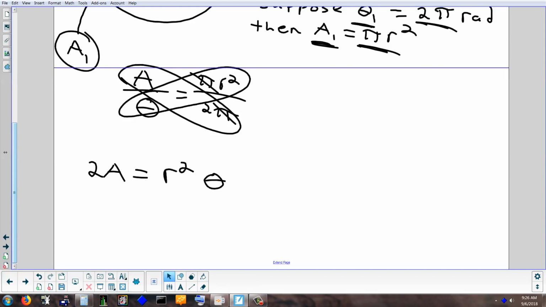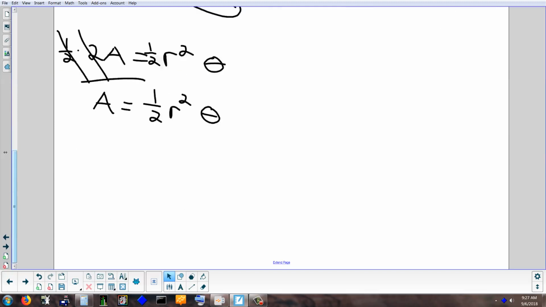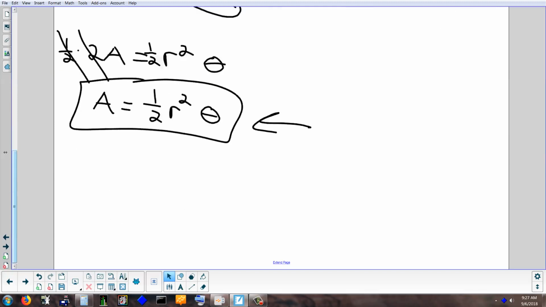Yeah, you could divide both sides by 2, or dividing something by 2 is the same as multiplying by a half. Okay, divide by 2, multiply by a half, it's the same thing. So, multiply each side by half, or divide by 2. Half of 2 is 1. So now you just have 1a, or just a, equals 1/2 r squared theta. And that's area of a sector.